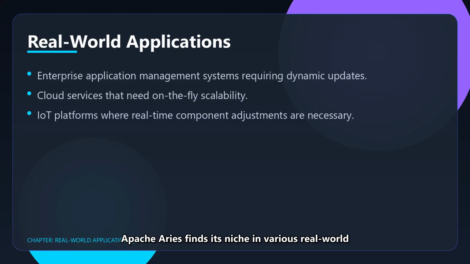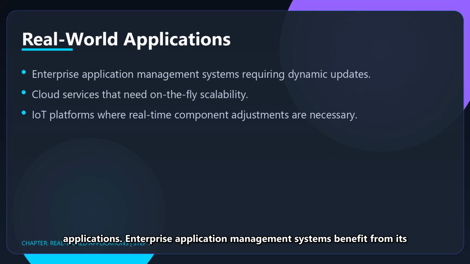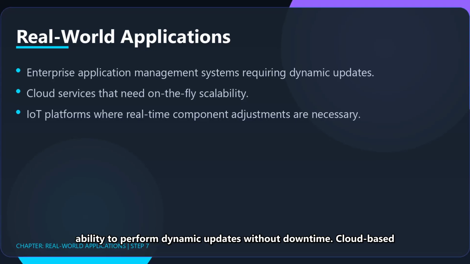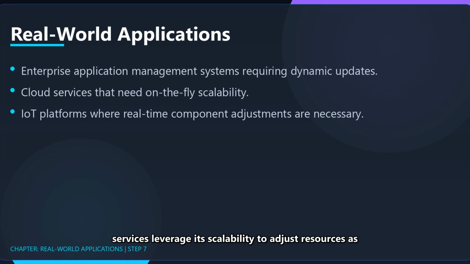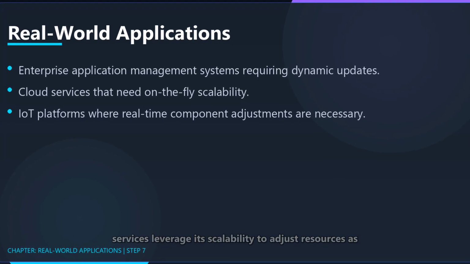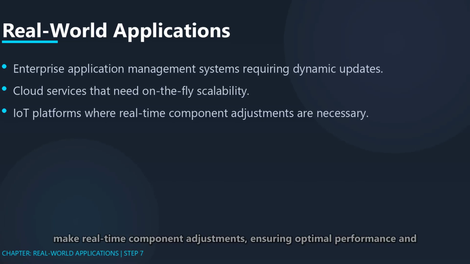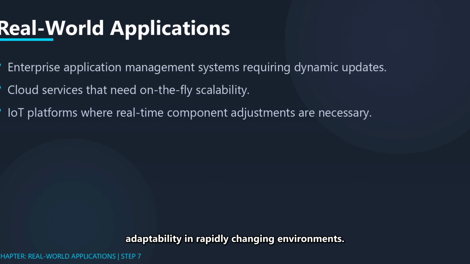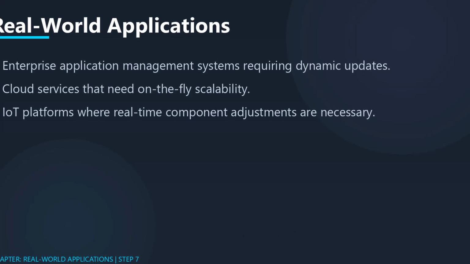Apache Aries finds its niche in various real-world applications. Enterprise application management systems benefit from its ability to perform dynamic updates without downtime. Cloud-based services leverage its scalability to adjust resources as needed. Additionally, IT platforms utilize Apache Aries to make real-time component adjustments, ensuring optimal performance and adaptability in rapidly changing environments.